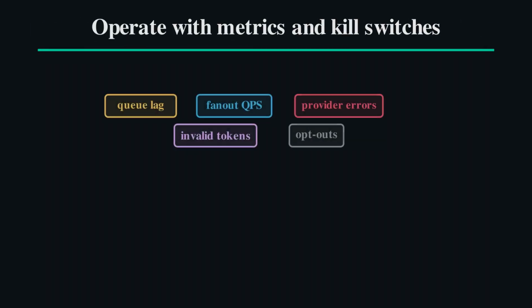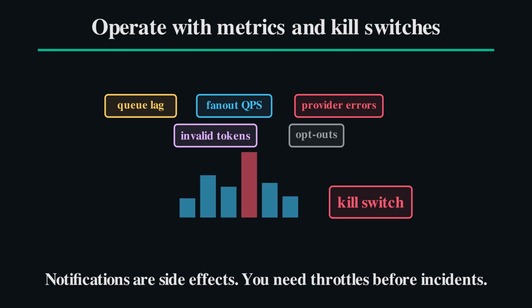A production push system is operated through metrics. Track queue lag, fanout rate, gateway connection counts, provider errors, token invalidation, retry age, duplicate suppression, and user opt-out rates. Notifications are user-facing side effects. You need throttles, quiet hours, per-user preferences, and a kill switch before the first incident, not after it. The system should be able to slow down by campaign, topic, tenant, or priority without taking the whole product offline.